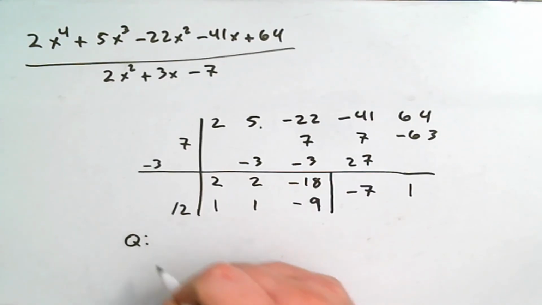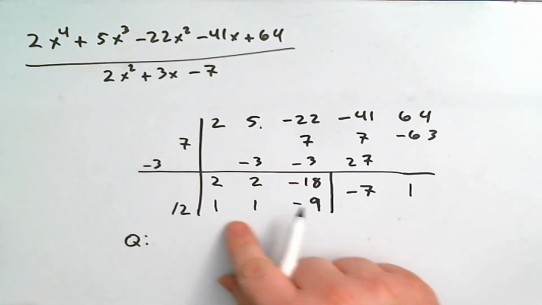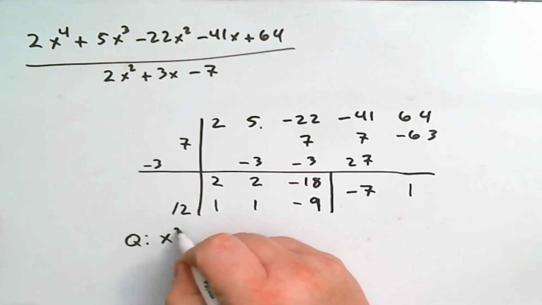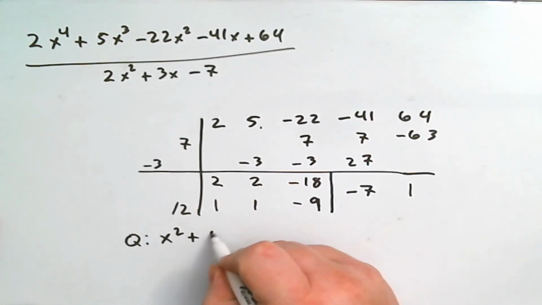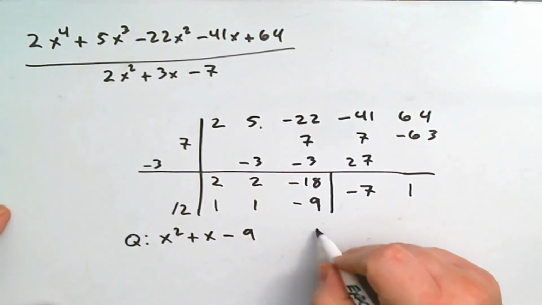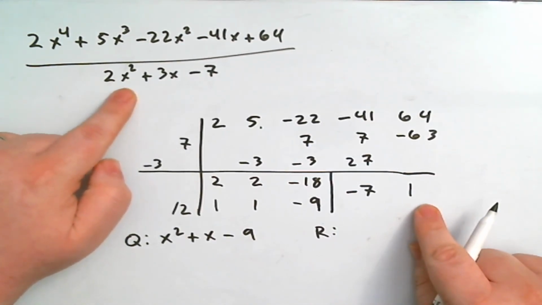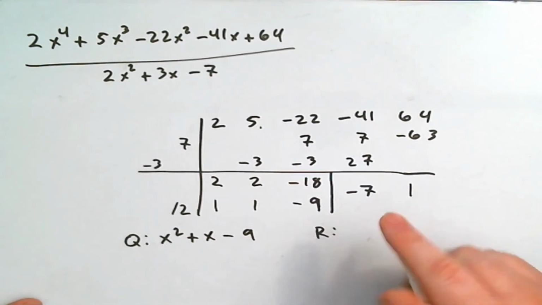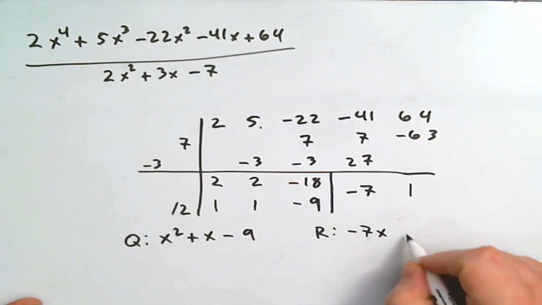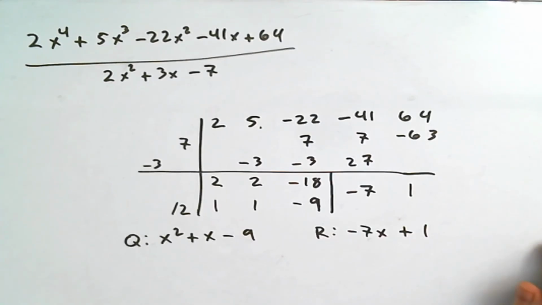So, in short, my quotient is a 4 minus 2 polynomial, so a second degree polynomial, x squared plus 1x minus 9. There's my quotient. And then my remainder is 1 degree less than this. Second degree minus 1 is first degree, so negative 7x plus 1. There's my quotient. There's my remainder.